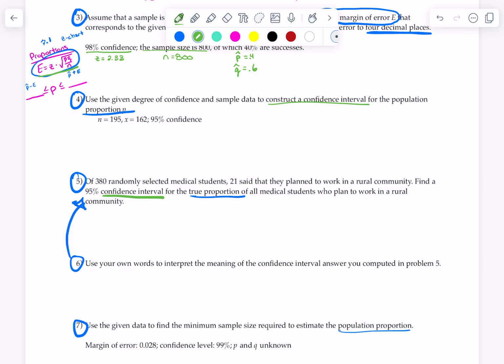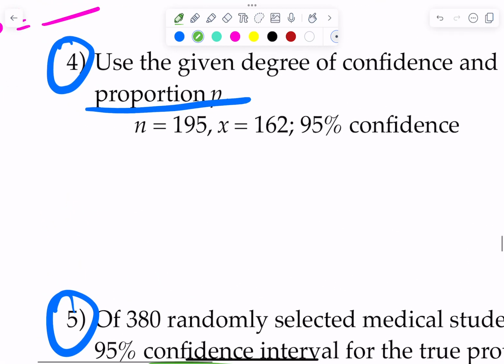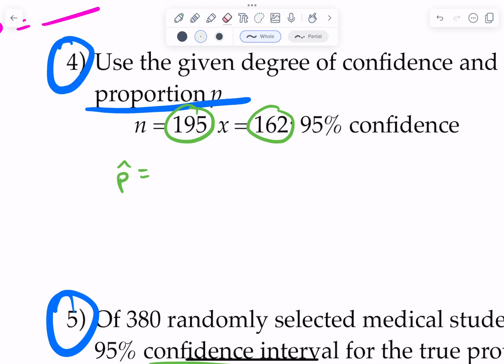You can put it as 4.04%, but that's okay. So here, you're doing the same thing, except you have to construct the whole confidence interval. After you get the 4.04%, you're going to add and subtract it from the P hat. We don't have a P hat, right? So to find P hat, you do X divided by N. So 162 over 195.